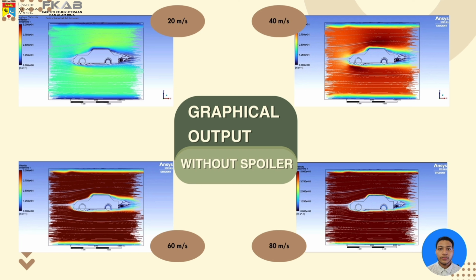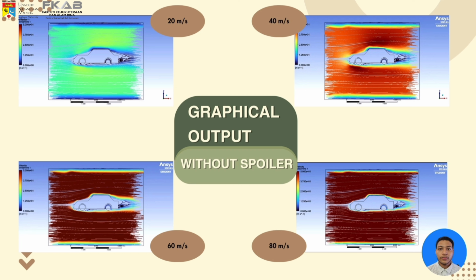The wake region is relatively small, but as the velocity increases, the wake becomes larger and more turbulent, particularly at 60 and 80 meters per second. This area is represented in green, indicating the low velocity flow, while the fast moving regions are shown in red. The streamlines help to visualize the flow direction, and at a lower speed, they remain smooth with minimal disturbance.